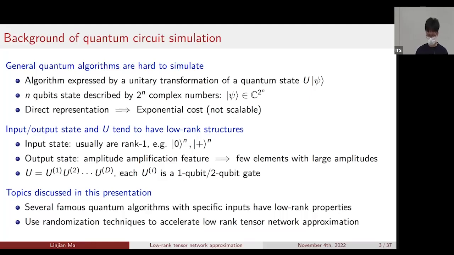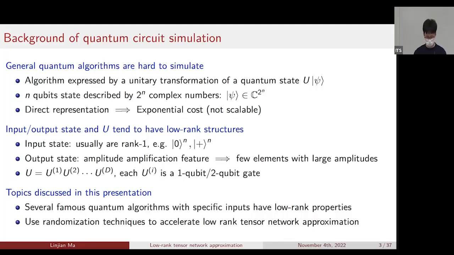However, a lot of well-known quantum algorithms have specific structures. In particular, the input and output states tend to have low rank structure. For example, the input state can be rank 1, like the tensor product of the zero state, or the superposition of all states, which is the tensor product of the plus state. Output states also usually have a low rank structure. For example, many algorithms have an amplitude amplification feature, meaning that there are only a few elements with large amplitudes. And each one-qubit or two-qubit gate can also be represented as low rank.